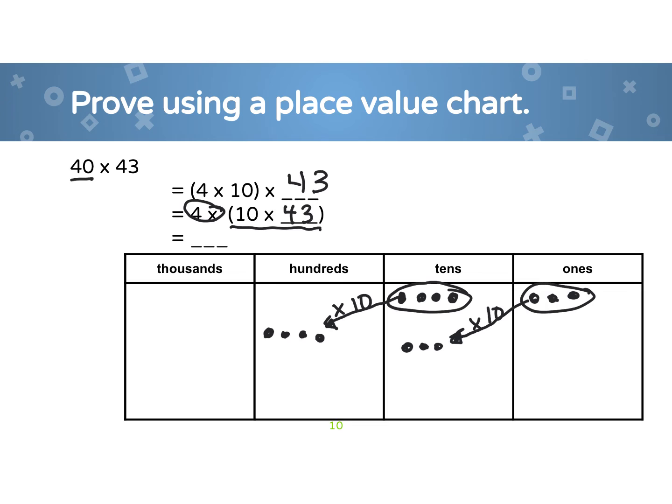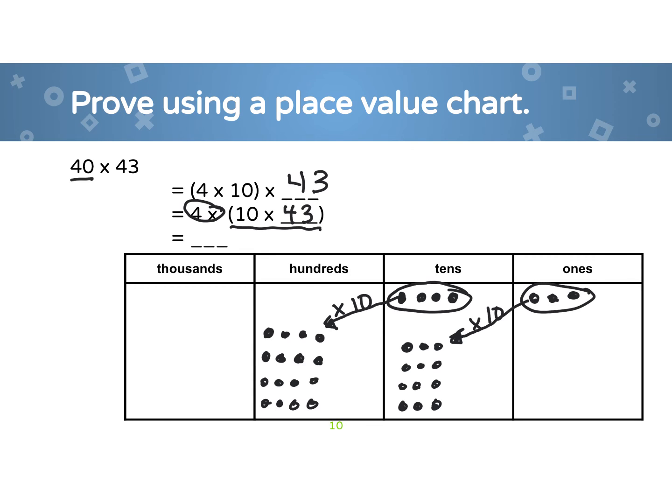Okay, so on my place value chart, I took 4 tens, multiplied by 10, and it gives me 400. And I have 3 ones, and I multiplied that times 10, and it gives me 3 tens. Now, my second step is to multiply that by 4. So I have 400 times 4, and then I have 3 tens times 4. And then I'm going to see if I need to do any regrouping. Okay, I have a lot of discs here, so I am going to need to do some regrouping.